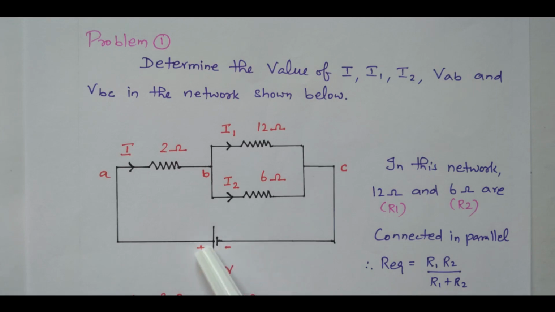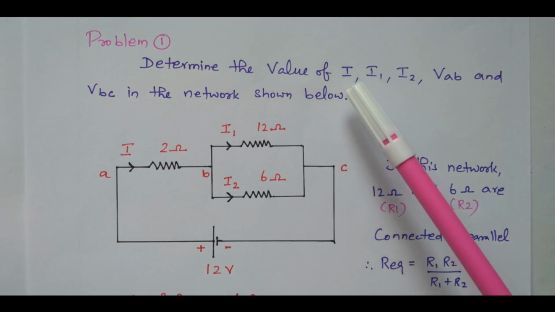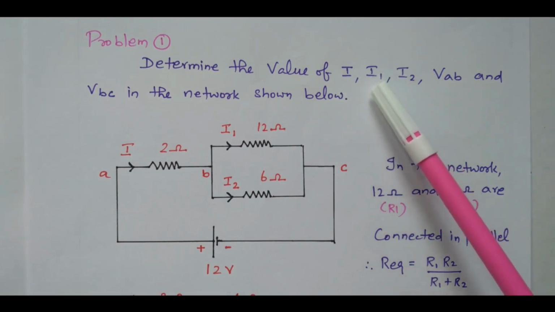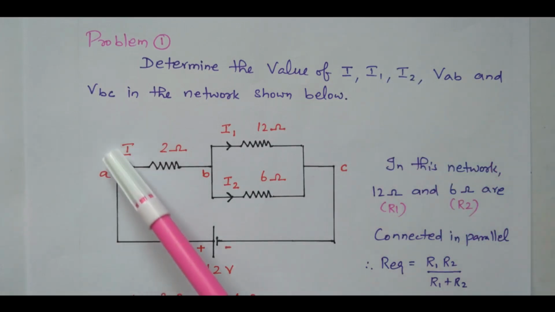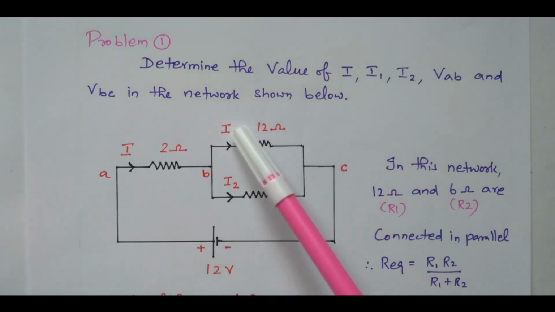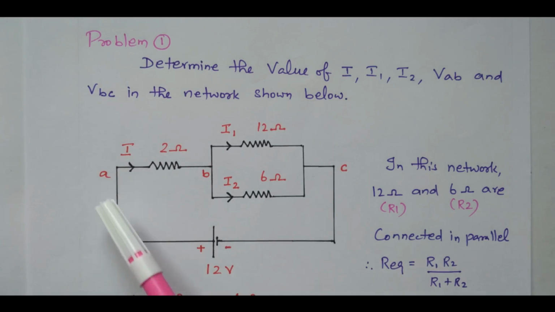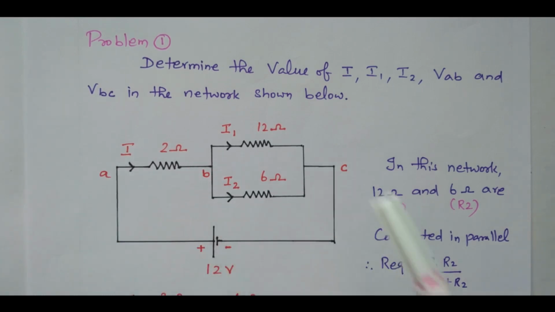Right? So the total current is I ampere through the 2 ohm resistor. At this point the current is divided because of the parallel circuit, I1, I2. So in this problem we need to find the value of I1, I2, the current flowing through this 12 ohm resistor and 6 ohm resistor. This is marked as point A, point B and point C.